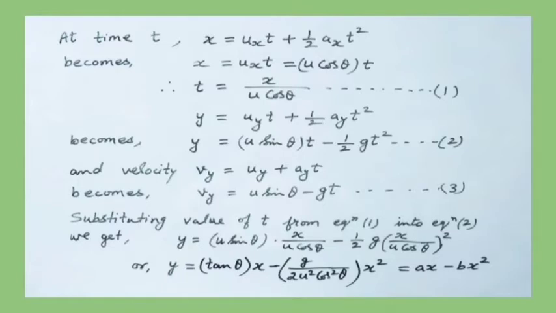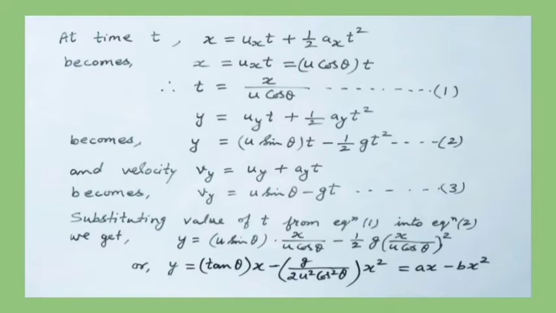Let us now consider the motion of the projectile along the horizontal direction. As the horizontal component of velocity u cos theta is constant, since acceleration ax = 0, therefore at time t, x = ux t + ½ ax t² becomes x = ux × t, or x = u cos theta × t, which gives t = x / (u cos theta). You can call it equation 1.